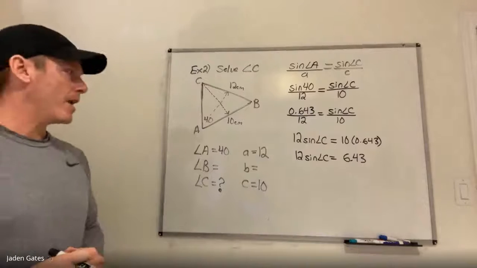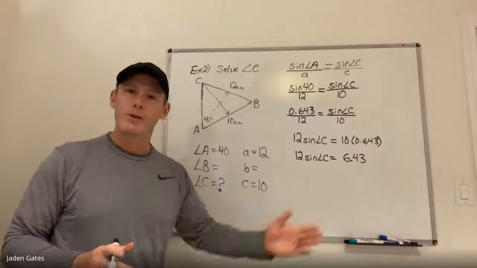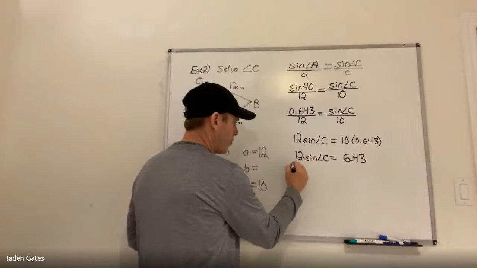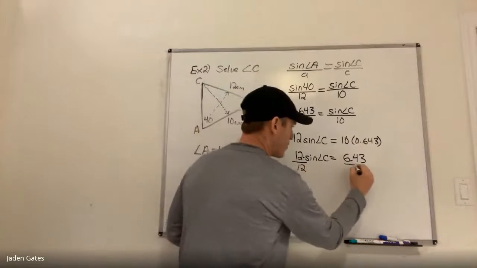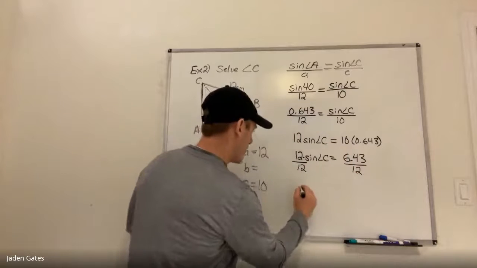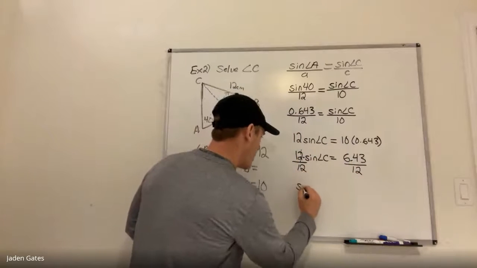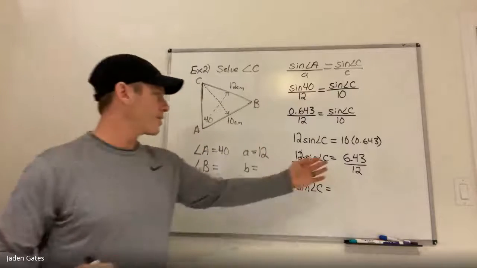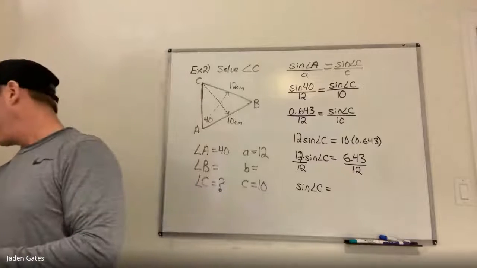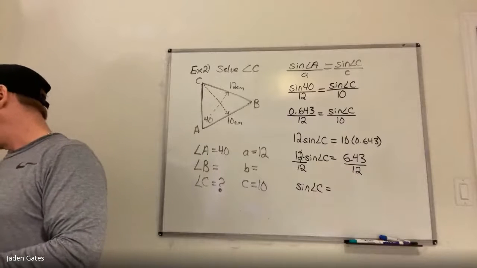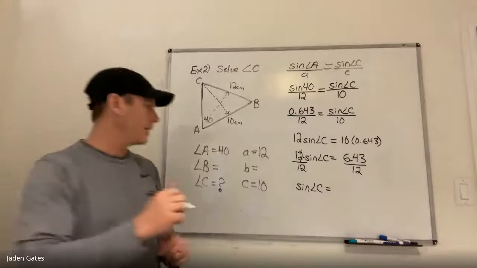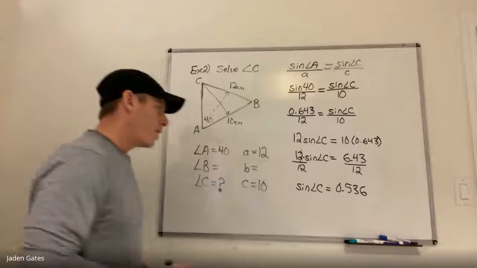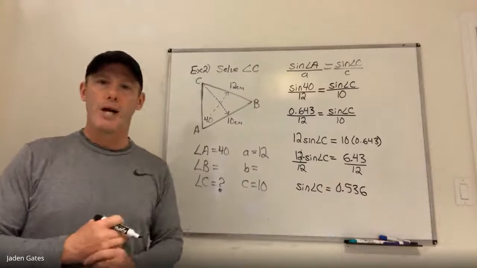All right, so there's where I'm at now. I want to solve for angle C. So I got to get rid of this 12 first. And it's attached. So the only way I can do that is to divide both sides by 12. All right, so those 12s are gone. And now I have sine angle C is equal to, let's see here, 6.43 divided by 12. That's going to be 0.5 something. And in fact, it is 0.536.